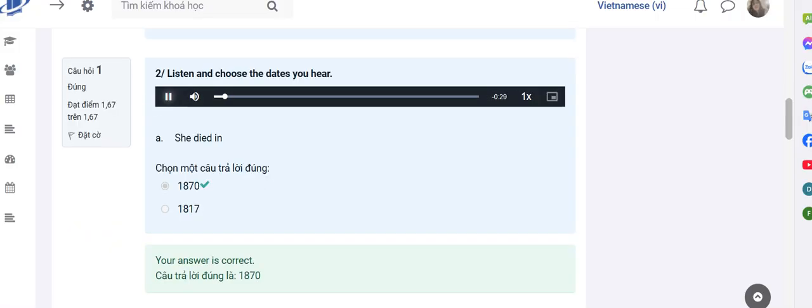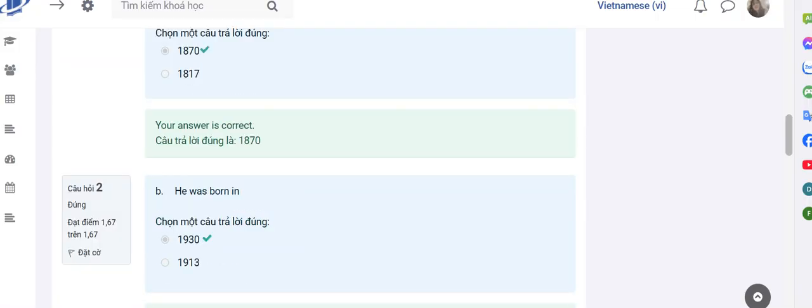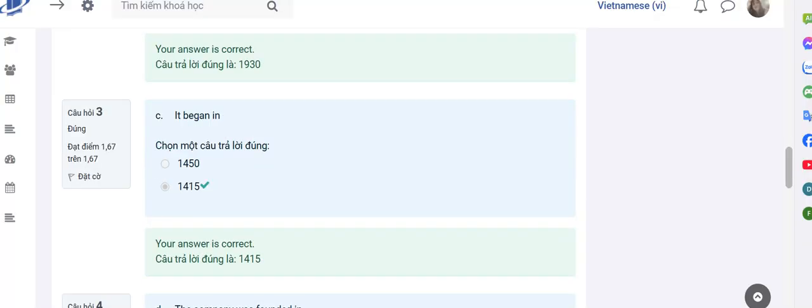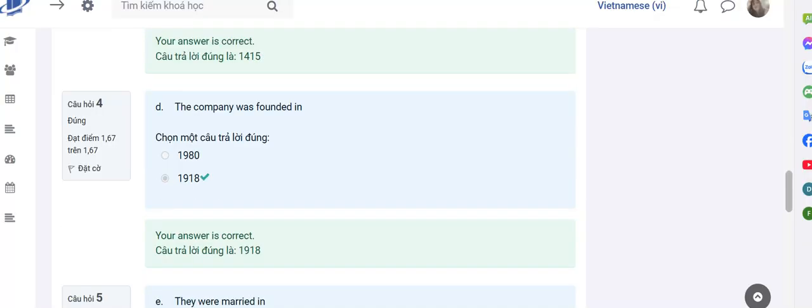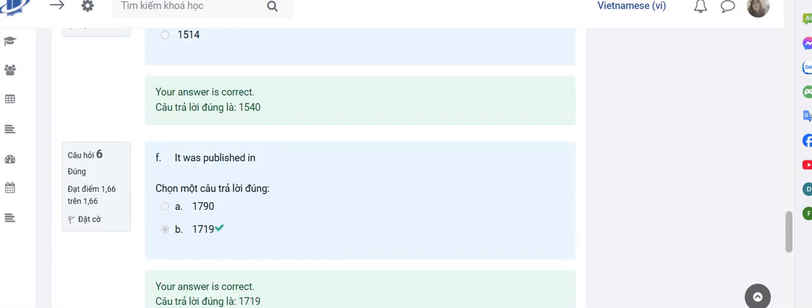Listen and choose the dates you hear. A. She died in 1870. B. He was born in 1930. C. It began in 1415. D. The company was founded in 1918. E. They were married in 1540. F. It was published in 1719.